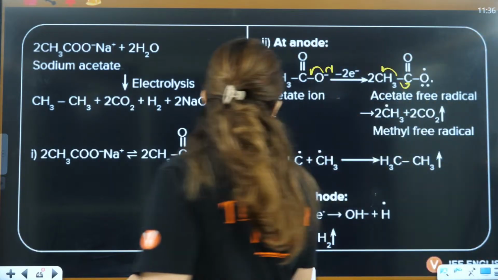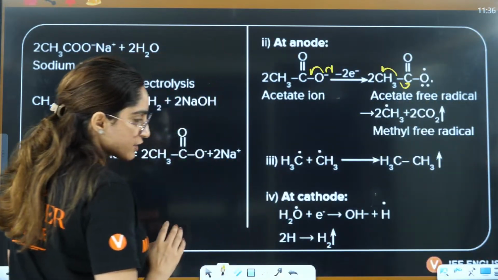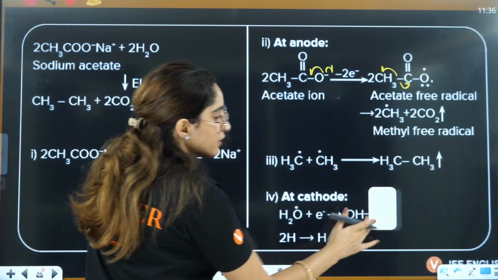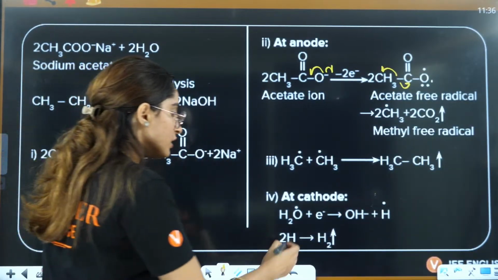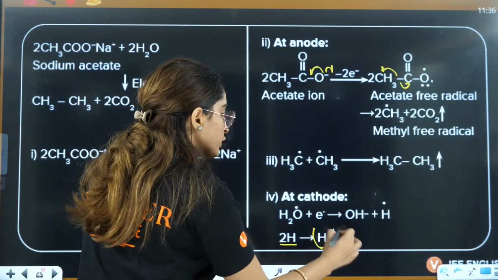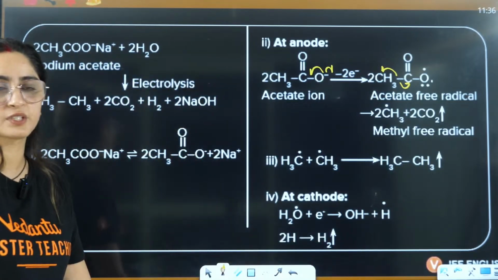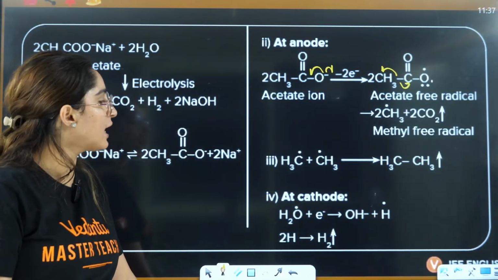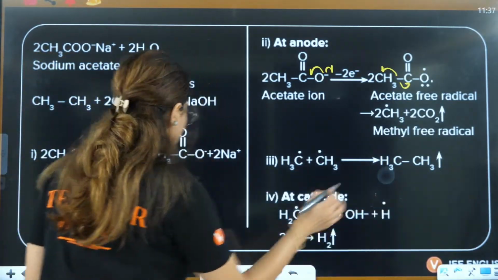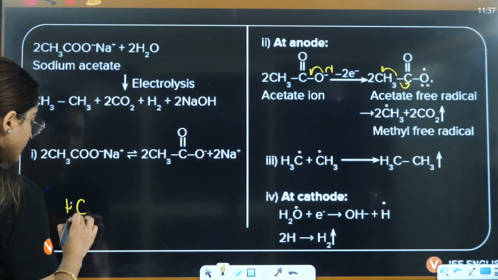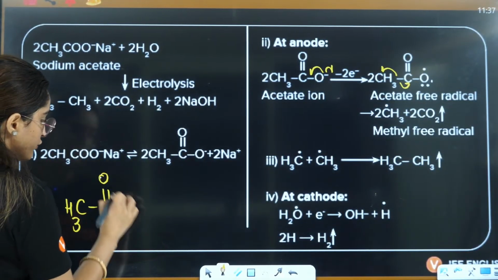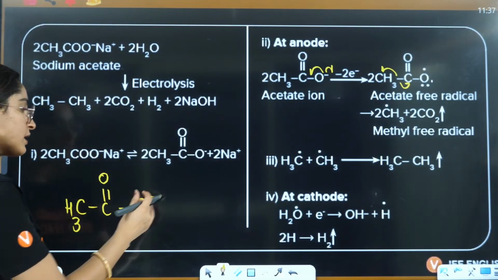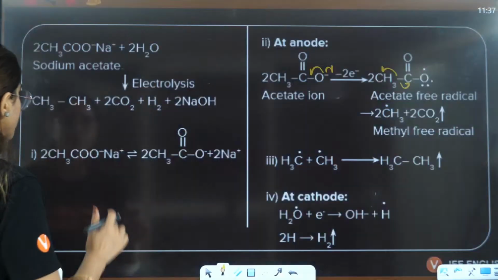You will have water, which is going to lose one electron, and here it will give you H free radical, which two molecules will combine to give H2, right? Okay. Tell me, did you understand that? So, what is happening here? You have CH3, I will just show you here if you are getting confused by that. I will just write it on the next page.